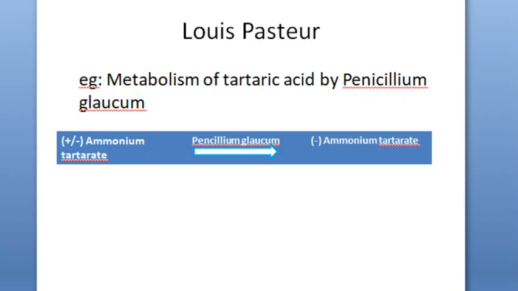Stereoselective, substrate stereoselective reaction. This is an accidental discovery in the 1850s or so, wherein in one laboratory mishap, a serendipity, you can say, Louis Pasteur found that he was incubating ammonium plus or minus tartrate with some unidentified microorganism, later identified as Penicillium glaucum, which is selectively consuming plus ammonium tartrate. What is left over is minus tartrate.